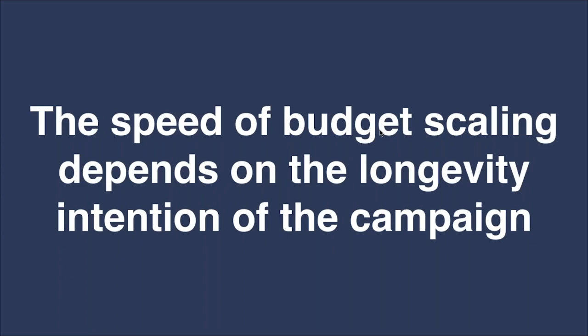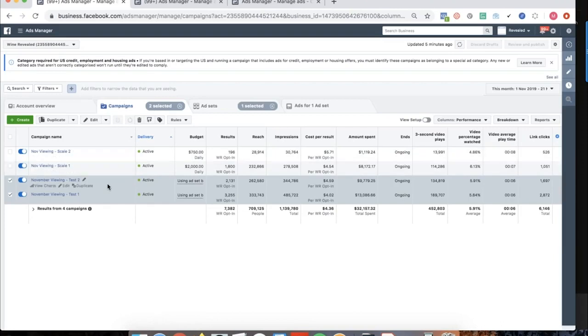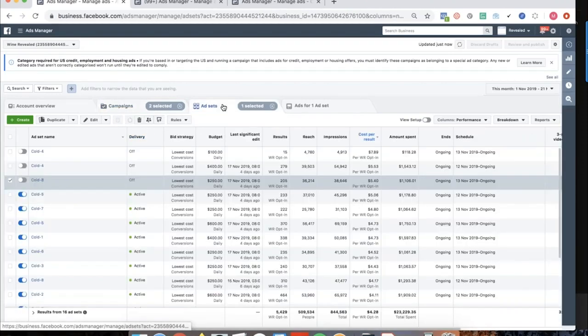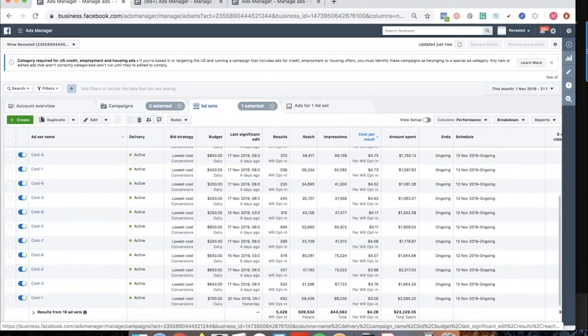And as we discussed, the speed at which you scale that budget really depends on the longevity intention of the campaign. And that's how you should judge how often and by how much you should be increasing those budgets. So for example, here inside of Wine Revealed, as you guys see, this one did really well.